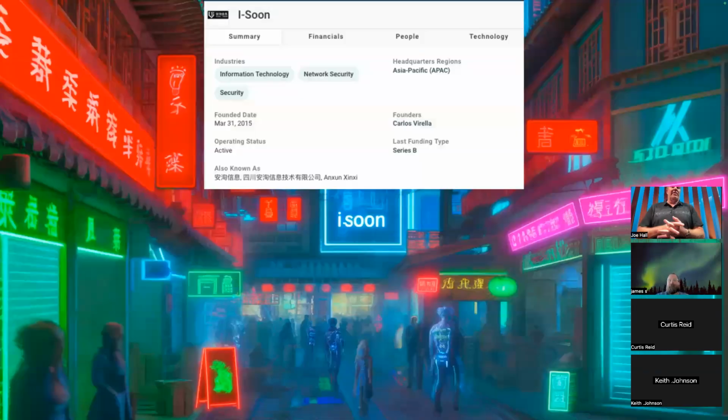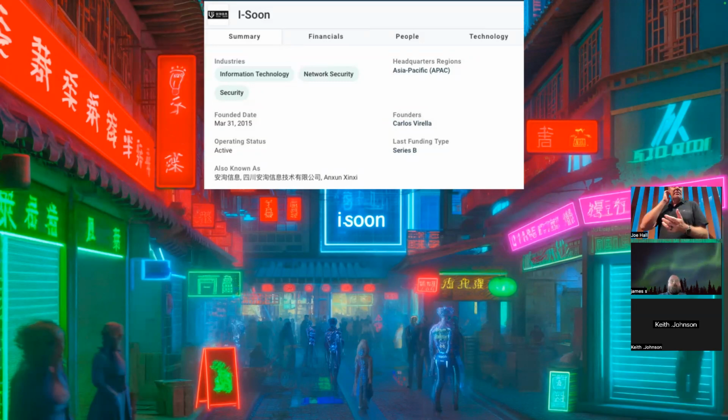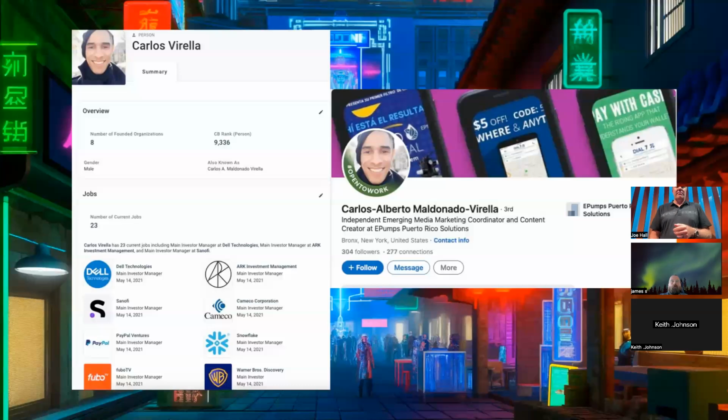So I like to try to look at ISOON from a little bit of a different angle, from the business structure angle as well. So Crunchbase I use quite a bit, from an OSINT perspective. And when I went and looked at ISOON, it looked pretty straightforward, except for why would a founder be named Carlos Varela? I don't know a lot of Carlos Varelas in China. Wanted to look into what he was doing a little bit more.